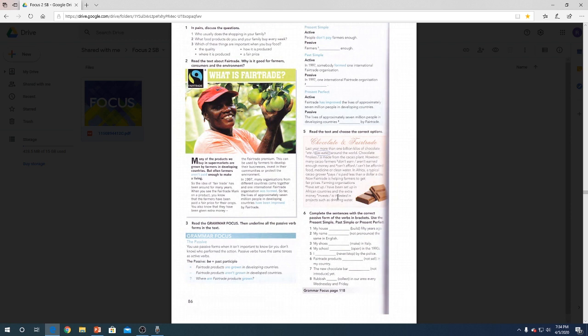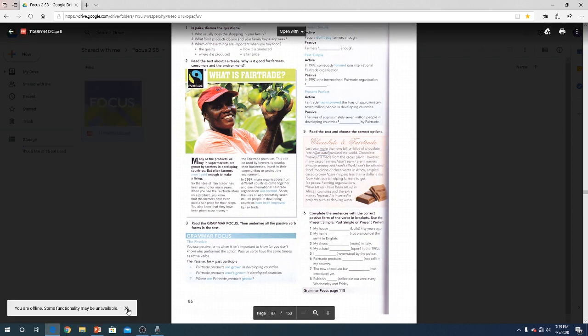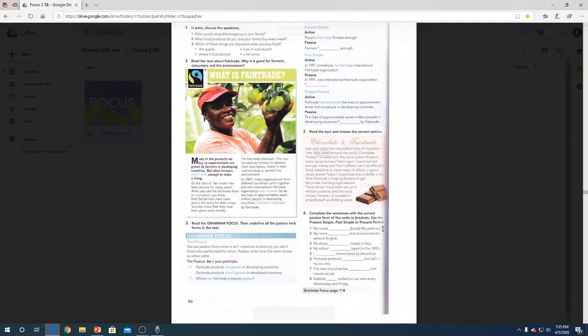In exercise number 6, you are going to complete the sentences with the correct passive form of the verbs in brackets. Use the present simple, past simple, or present perfect. My house built 50 years ago. Based on the tense, on the adverb of tense given, you are going to use the correct verb form in English.